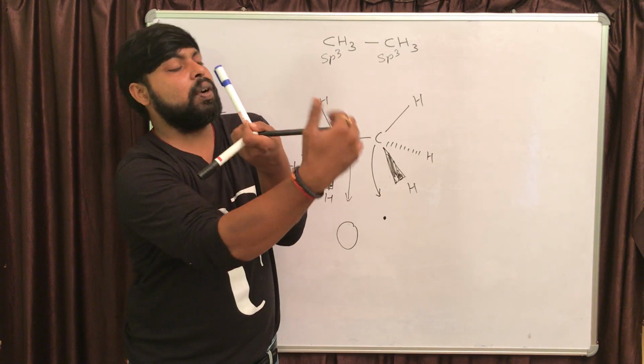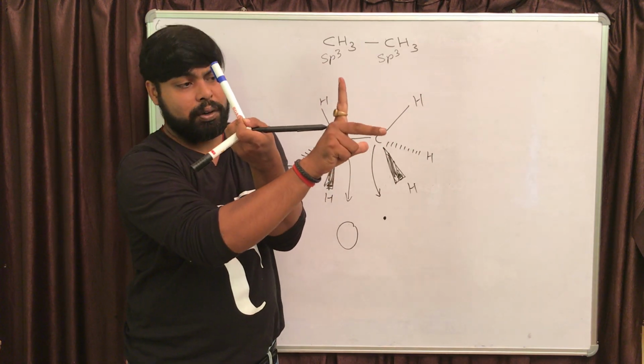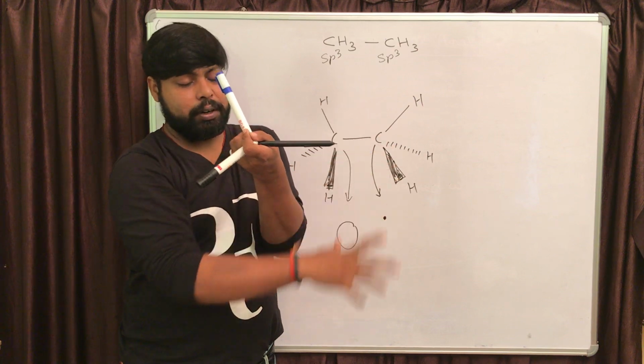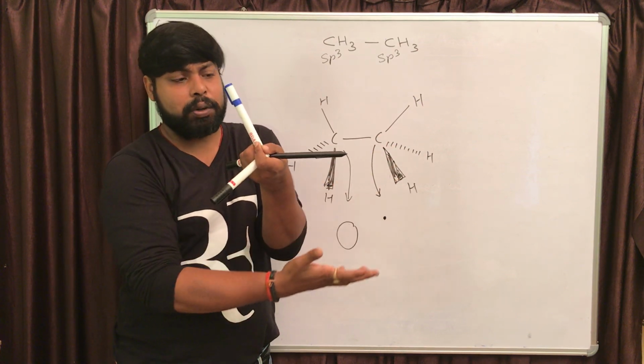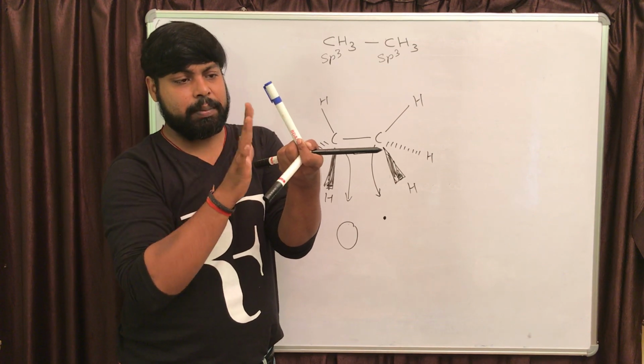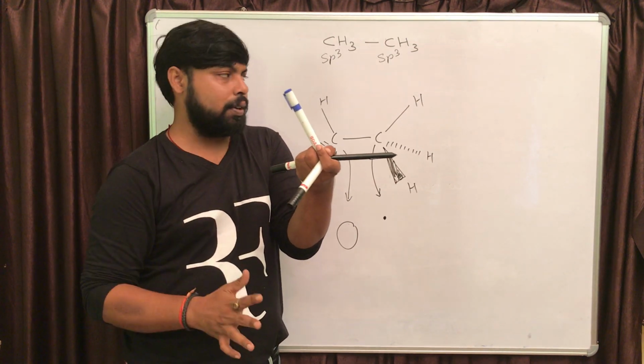This is the carbon-carbon bond, and the second carbon atom will also have three carbon-hydrogen bonds. So I'm not talking about the second carbon. Just observe the first carbon atom. It is having three carbon-hydrogen bonds towards the observer.